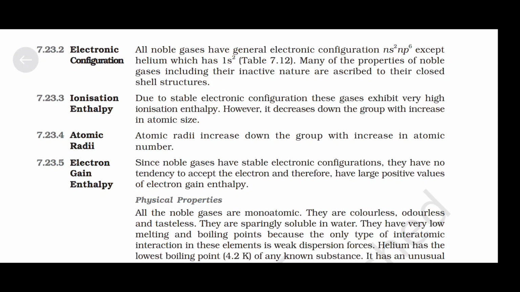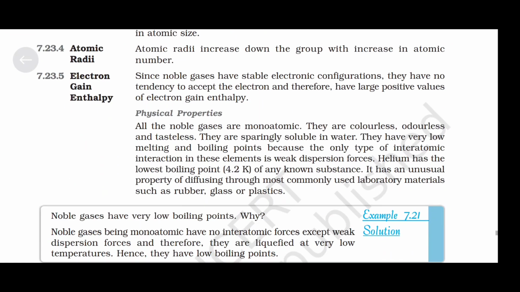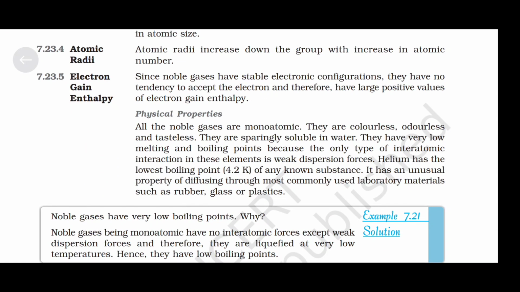Ionization enthalpy. Due to stable electronic configuration, these gases exhibit very high ionization enthalpy. However, it decreases down the group with increase in atomic size. Atomic radii increase down the group with increase in atomic number. Electron gain enthalpy. Since noble gases have stable electronic configuration, they have no tendency to accept the electron and therefore have large positive values of electron gain enthalpies.